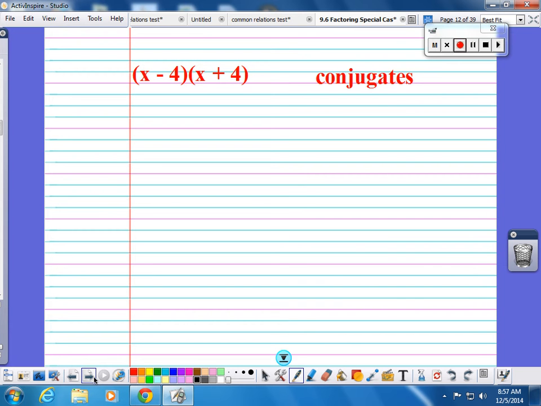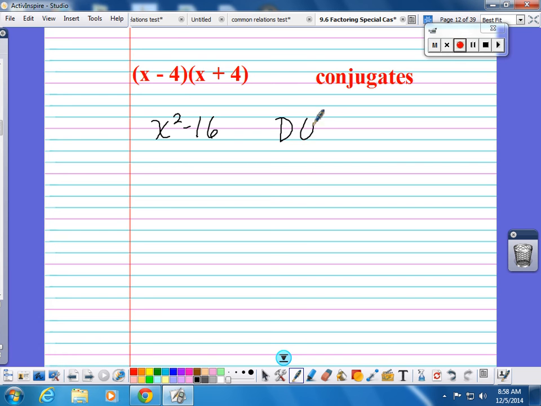Outer and inner are going to cancel, right? Yeah. So what could you just do? The first and last. Good job. What is your answer? X squared minus 16. Difference of 2 squares. That's right. Oh, I don't know why I put parentheses around that.